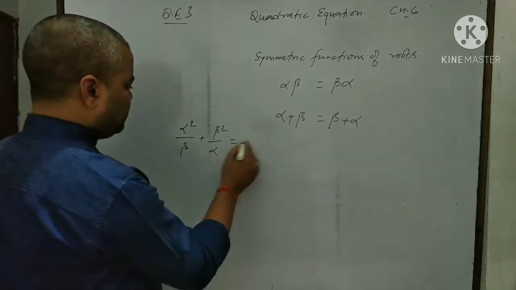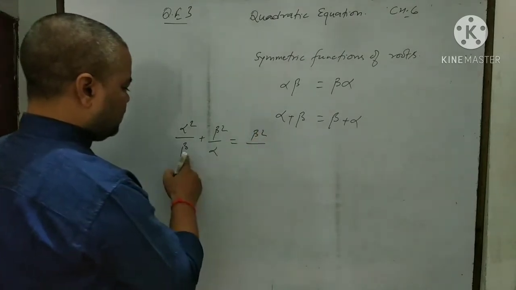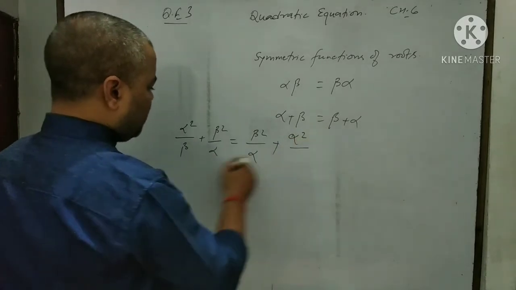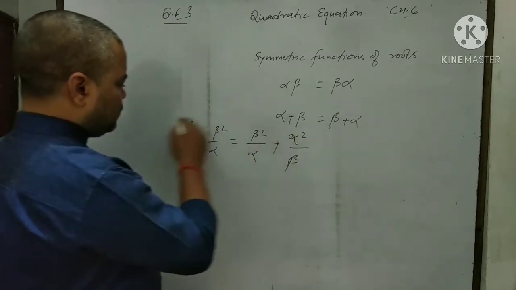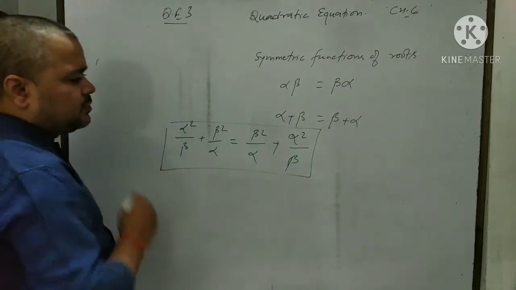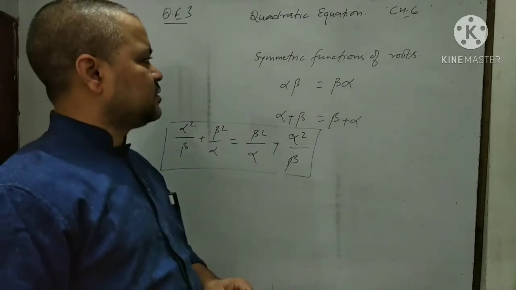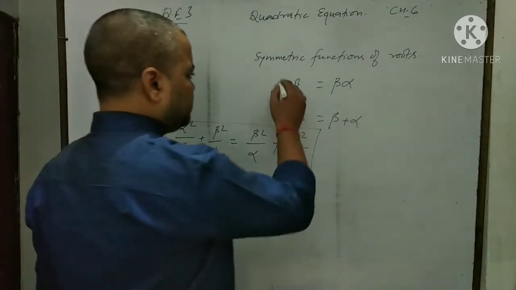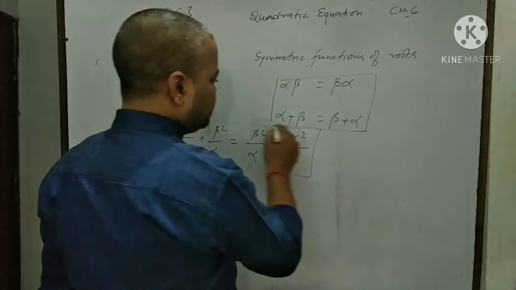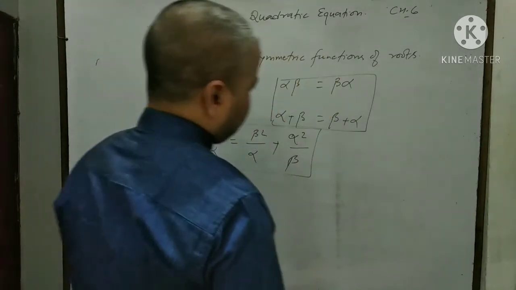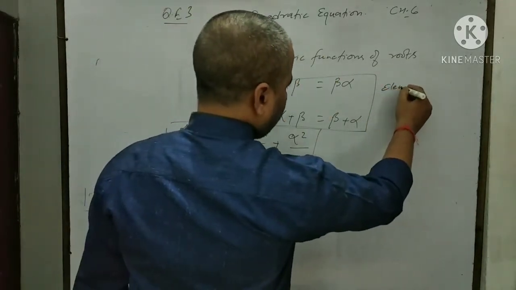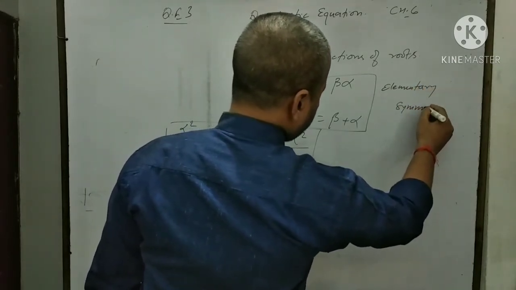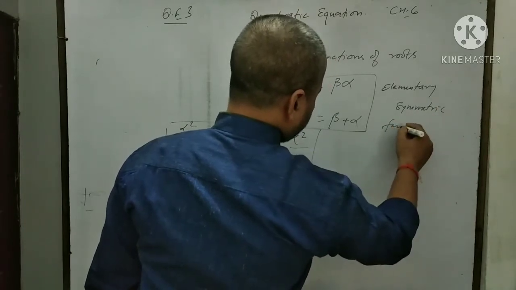If we write beta square at the place of alpha square, and alpha at the place of beta, there will be no change. So this type of function is called a symmetric function of roots. And these two, alpha plus beta and alpha beta, are called elementary symmetric functions.